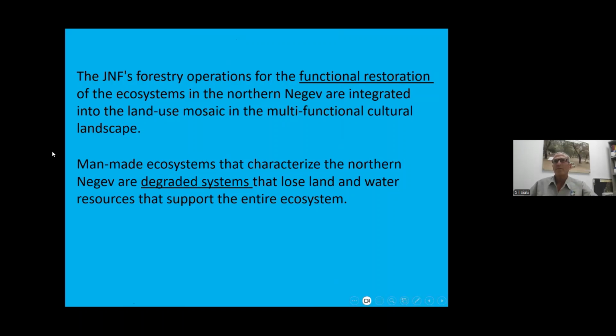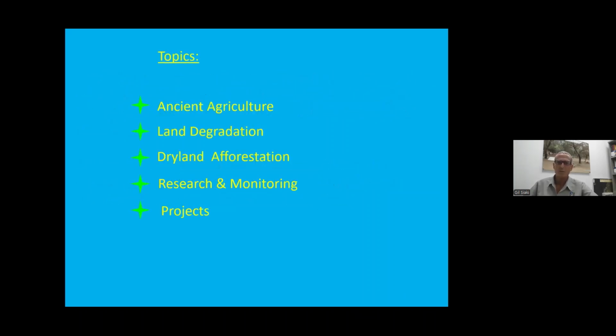The JNF forestry operations for the functional restoration of the ecosystems in the northern Negev are integrated into the land use mosaic in the multifunctional cultural landscape. Man-made ecosystems that characterize the northern Negev are degraded systems that lose land and water resources that support the entire ecosystems. And this is what led us to what we are doing.